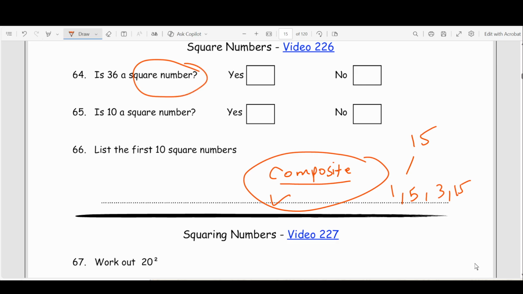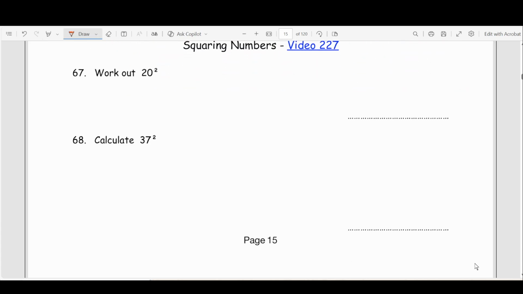Next is square number. Squaring a number means multiplying it with itself. For example, 6 square is 6 times 6, which is 36. So 36 is called a square number because we are getting it by multiplying a number with itself. Okay, so 36 is a square number. Is 10 a square number? No, because 10 is 5 times 2, here we are not multiplying a number with itself. Okay. Can you calculate 37 square?